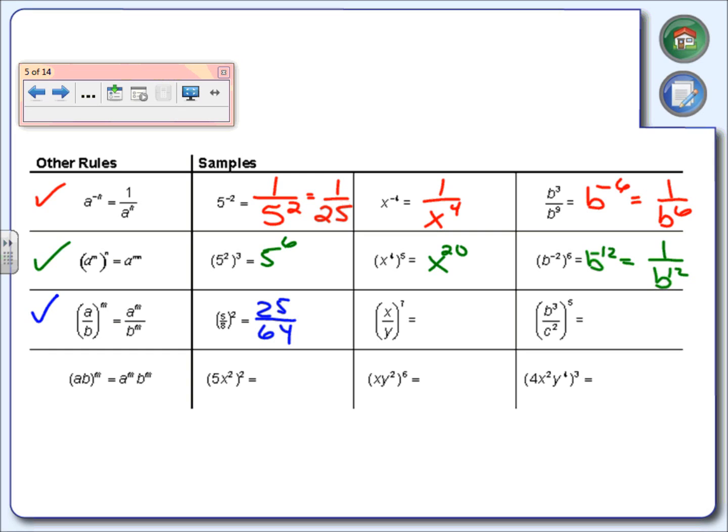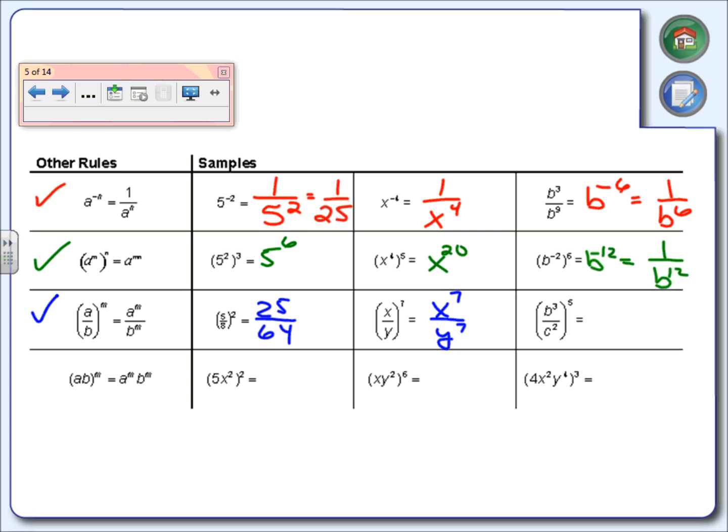Next example, the fraction we have is x over y, and we're taking that to the 7th power. So I need to make sure I use that 7 with both the numerator and the denominator. So that's going to give me x to the 7th divided by y to the 7th.